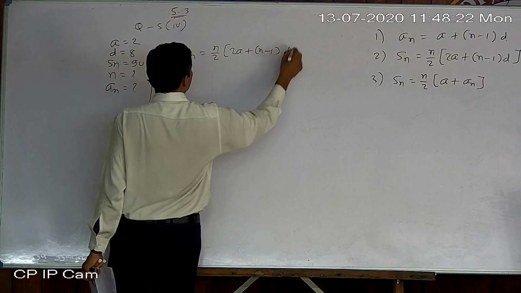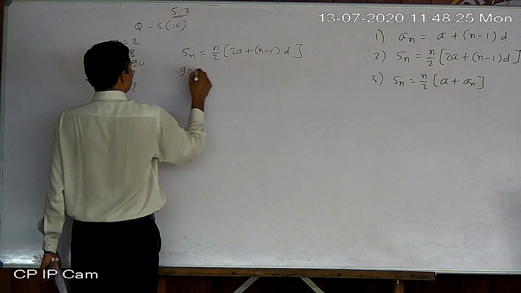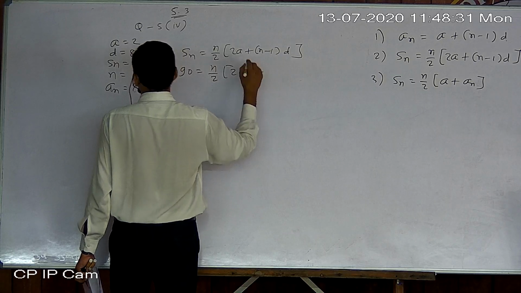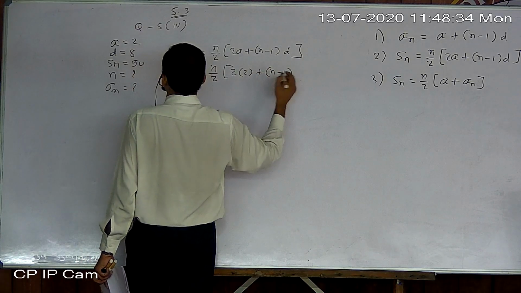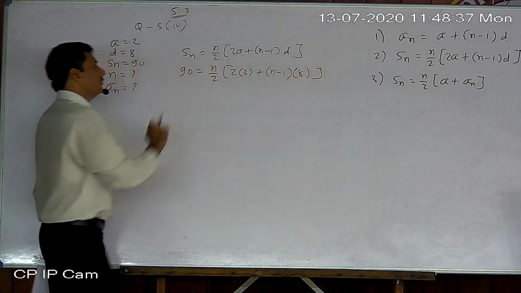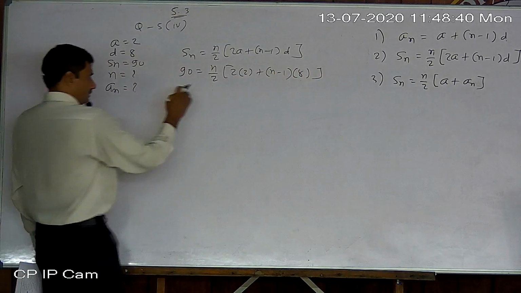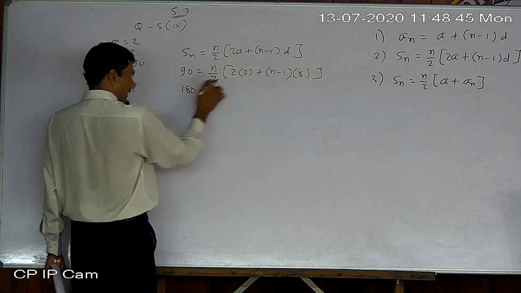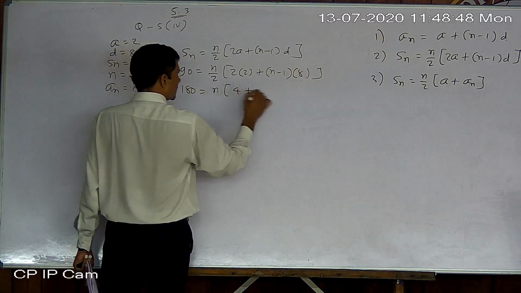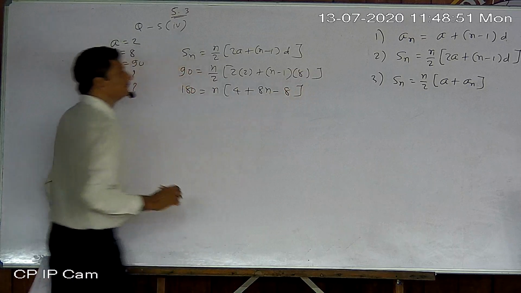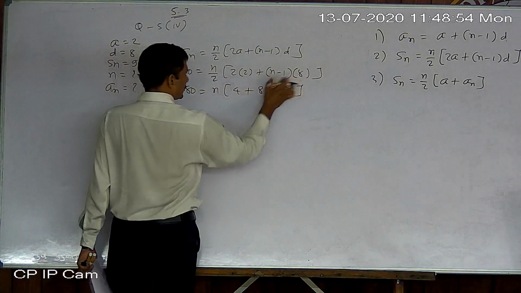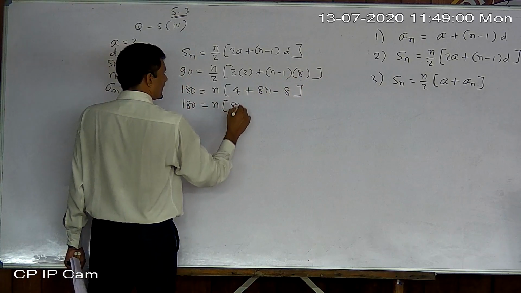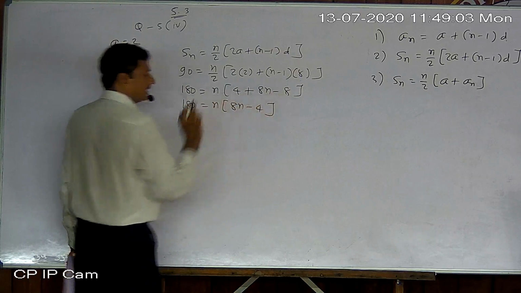Now write down all the values given. So Sn is given, 90; n itself is not given; 2 into 2 plus n minus 1, d is 8. Okay, so all values are placed. Simplify it. First of all I put 180 here. So it will be 180 equal to n into 4 plus 8n minus 8, that is 2 into the 4, bracket open, so 8n minus 8. So 180 equal to n into 8n minus 4.